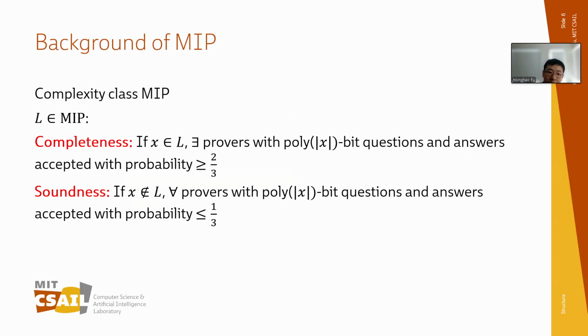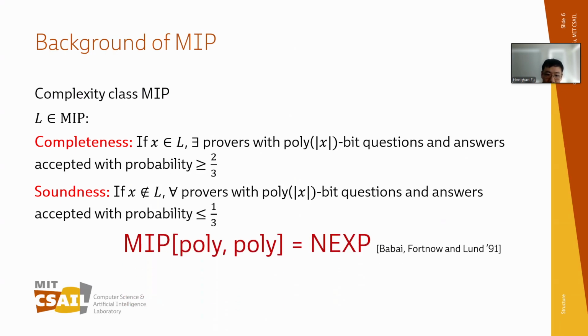A very important classical result says that MIP poly-poly, so MIP protocol with 2 provers and polybit questions and polybit answers, equals NEXP. Here, NEXP is the exponential version of NP. And three-colorability for an exponentially large graph is a complete problem for this set. Okay, this is the classical MIP.